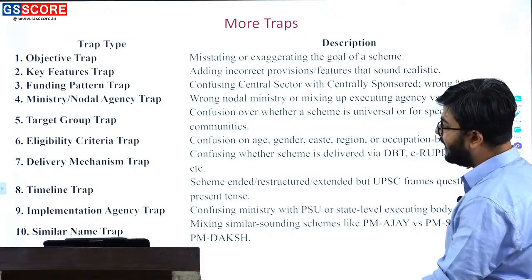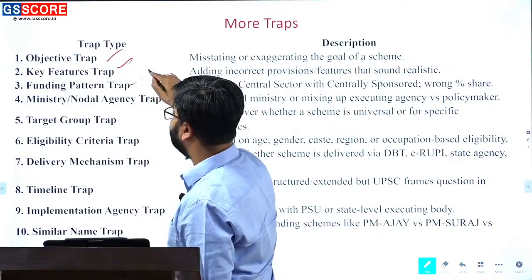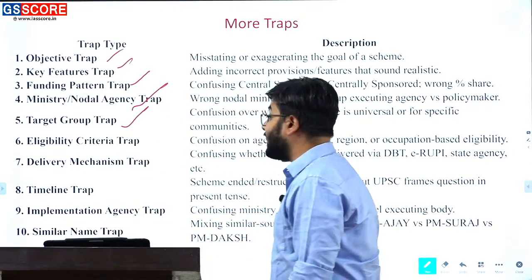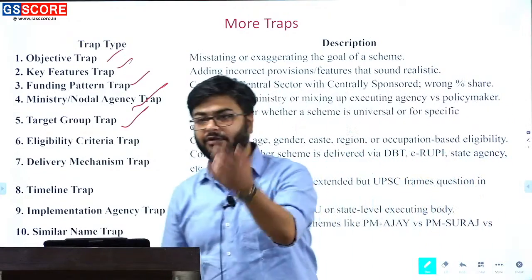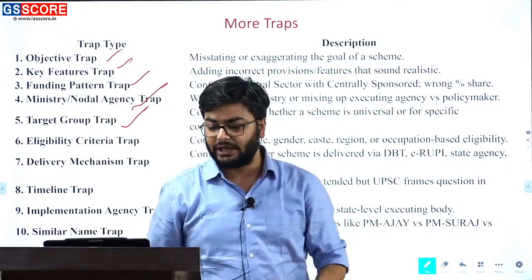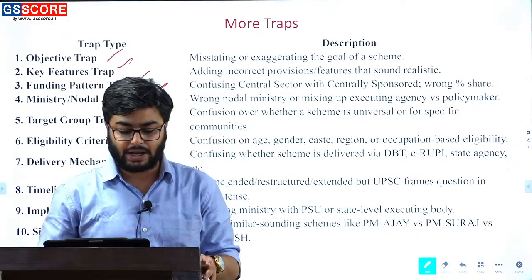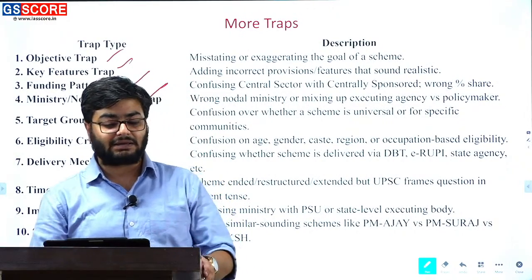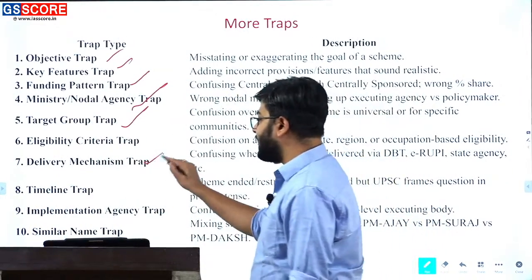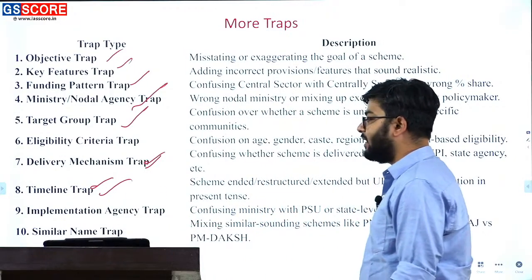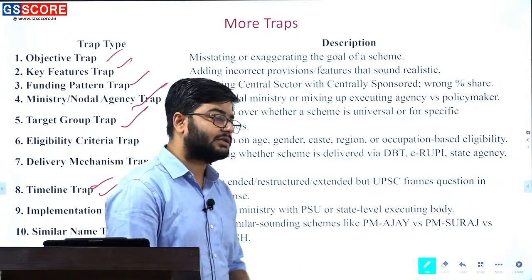So I have listed down more traps here for you. Objective, features, funding, ministry, target group. One can be eligibility criteria. Who is eligible? Whether it is for women, whether it is for the disabled, whether it is for disabled women. Things like that can add to the confusion. Delivery mechanism and timeline are something that we have discussed. Implementation agency, again, something that we have discussed.